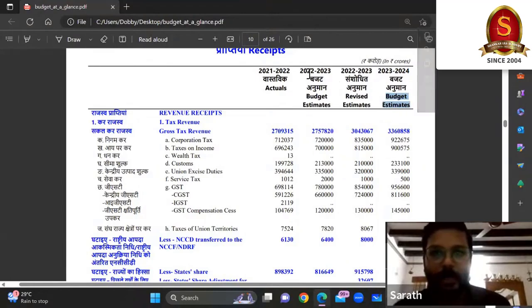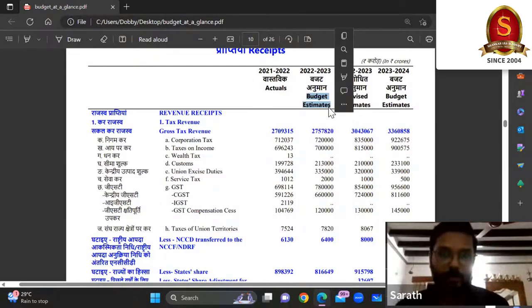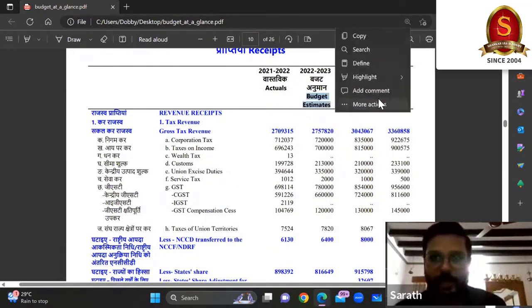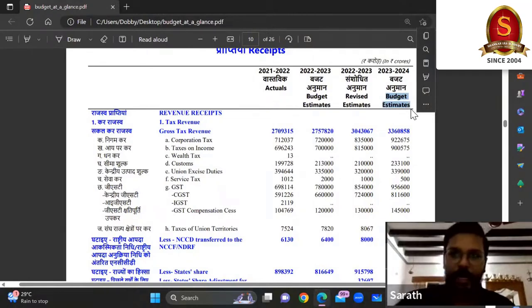You will notice that the government announced a very similar budget estimate for 2022-23 one year ago. On February 1, 2022, the government had announced a budget estimate for 22-23 for the upcoming year. That is a budget estimate. So this is the budget estimate from one year ago. This is the budget estimate at present. Okay.